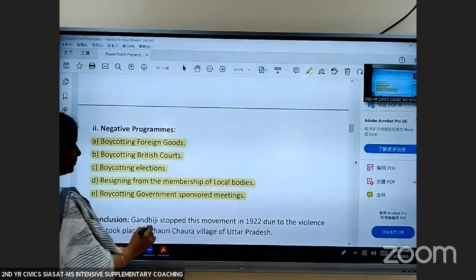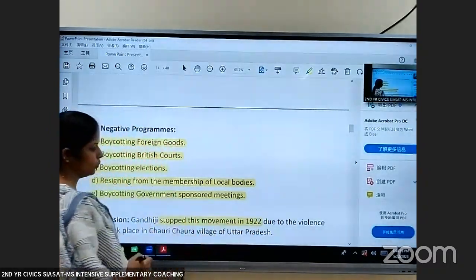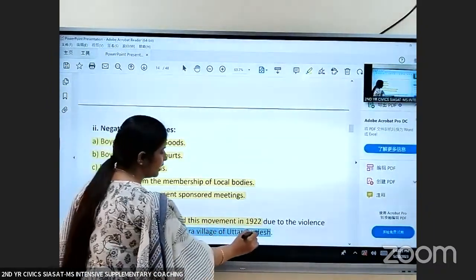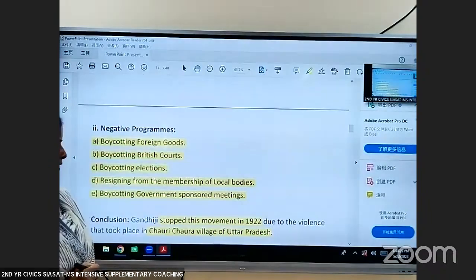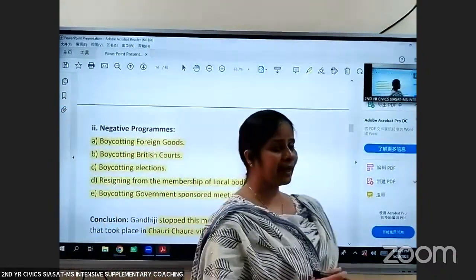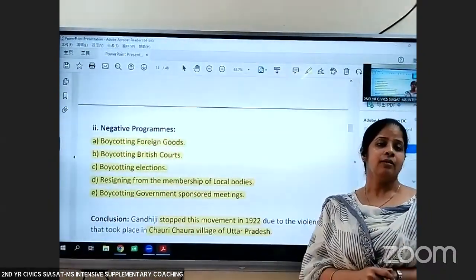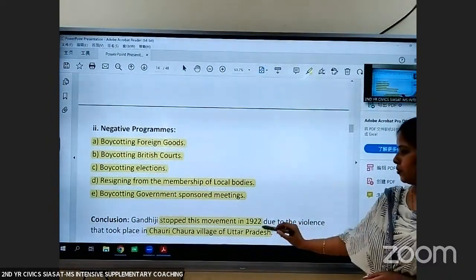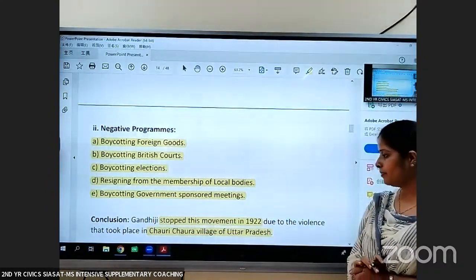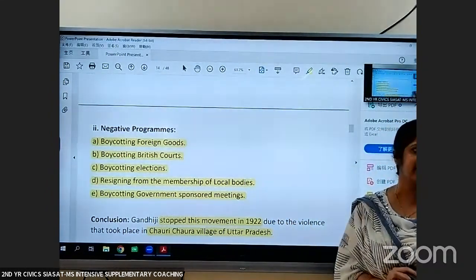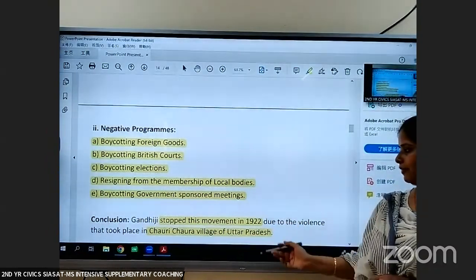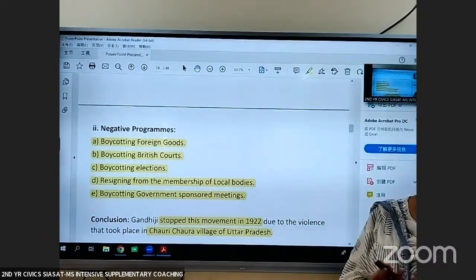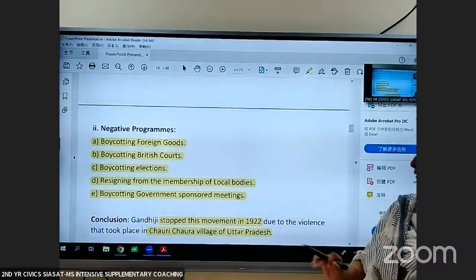Gandhiji stopped this movement in 1922 due to the violence that took place in Chauri Chaura village of Uttar Pradesh. He had started this movement because of a violent incident at Jallianwala Bagh, but in 1922 it was stopped because of violence in a village called Chauri Chaura, where a mob burnt policemen.